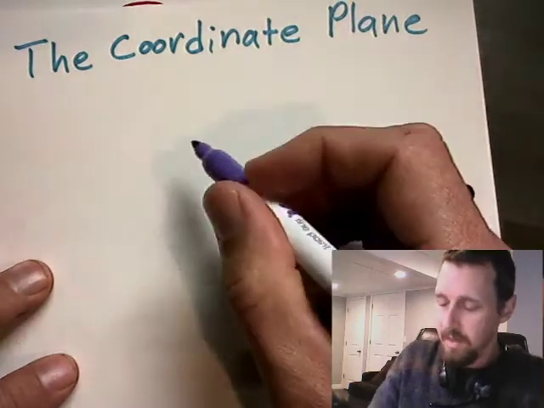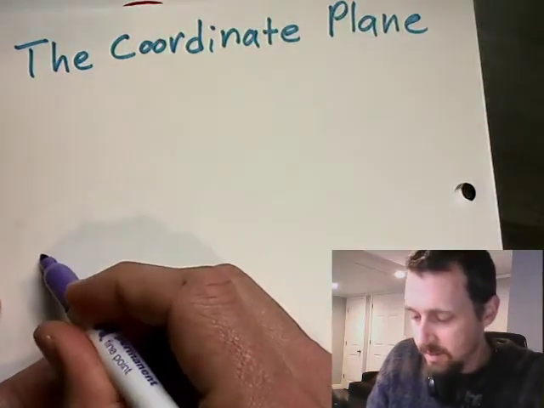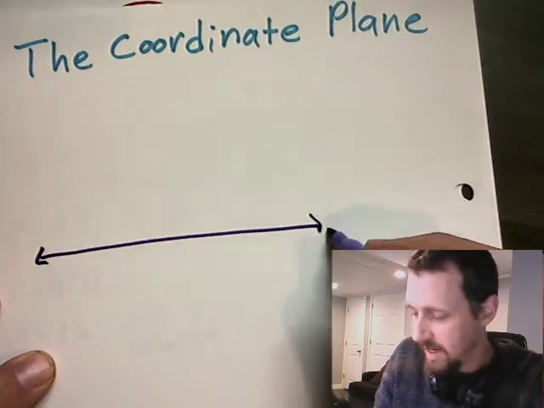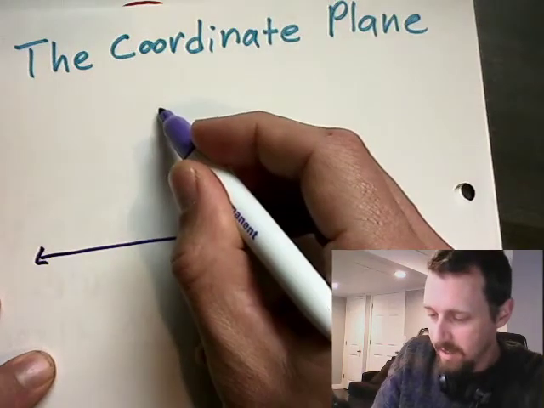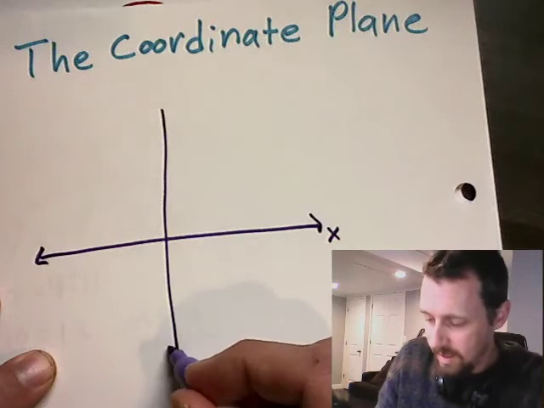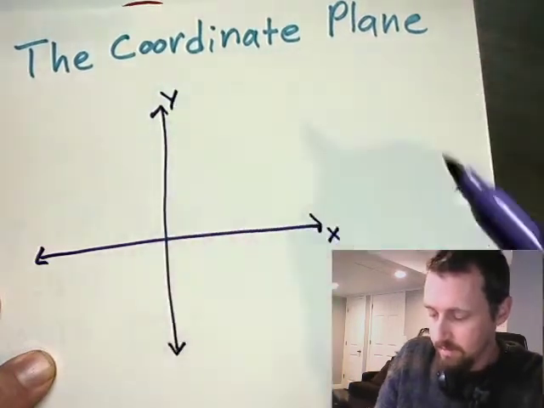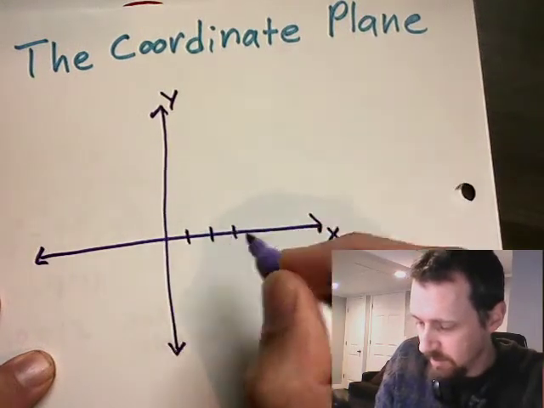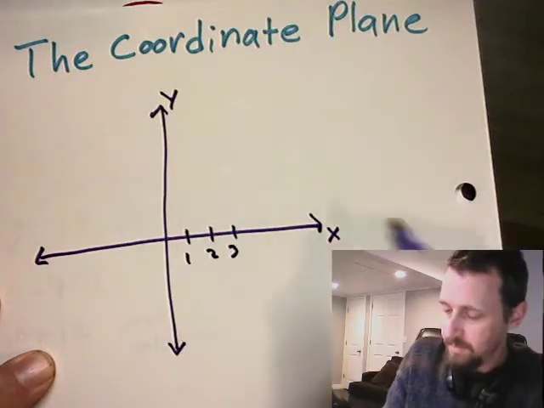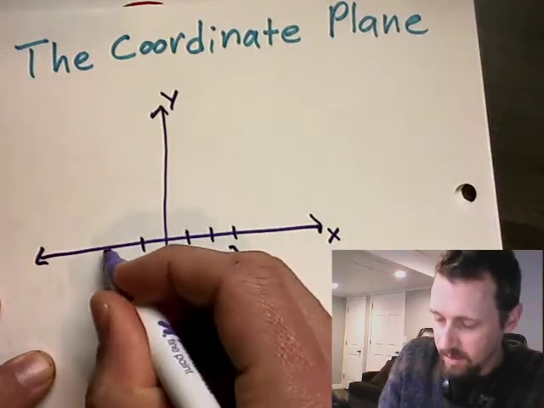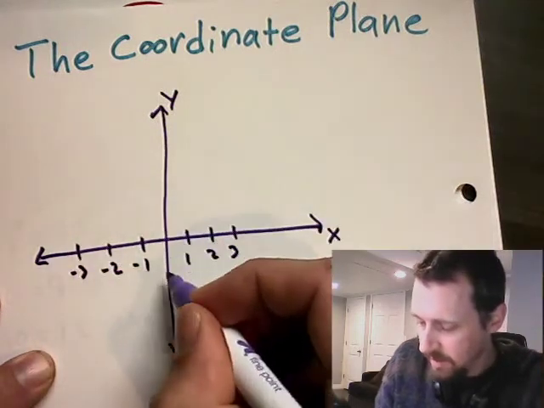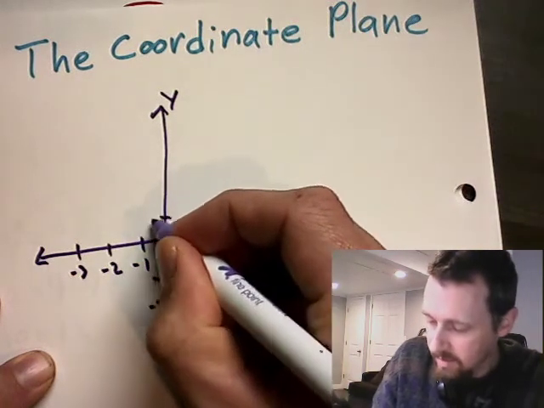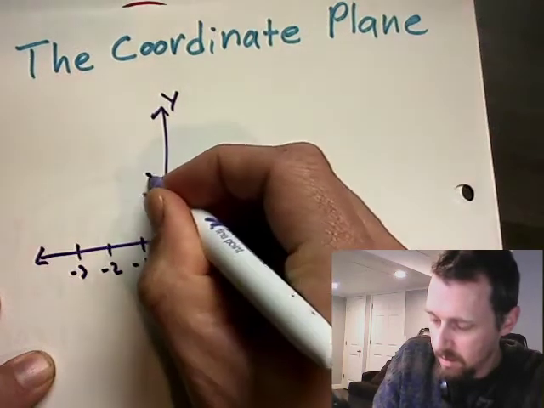The coordinate plane has two main axes, just like the ordered pair has two numbers. So we have an x-axis and we have a y-axis. And the x-axis goes in positive numbers in this direction, like 1, 2, 3, and negative numbers in this direction, like negative 1, negative 2, negative 3. And the y-axis goes negative as it goes down, and positive as it goes up.